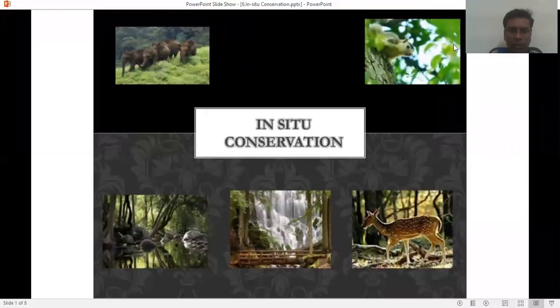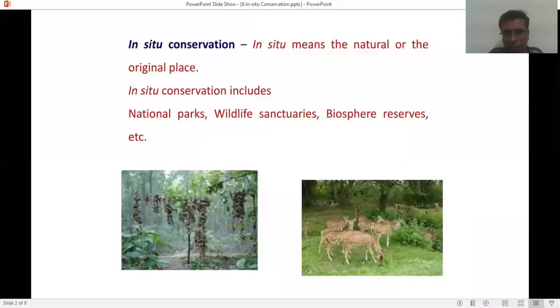So, in the conservation, next topic, in the conservation of biodiversity, there are two ways. One is in situ conservation, and the second one is ex situ conservation. In the in situ conservation, I'm going to explain. What are the ways to protect the biodiversity within a natural environment? That is in situ conservation.